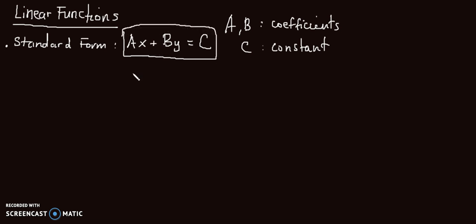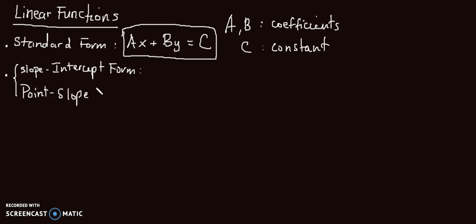Even though this is the standard form, it is not readily used for several reasons. One is that it is a little bit difficult to graph. So we usually talk about two other forms: slope-intercept form and point-slope form. The common ground here is the slope. Both forms have to have a slope.